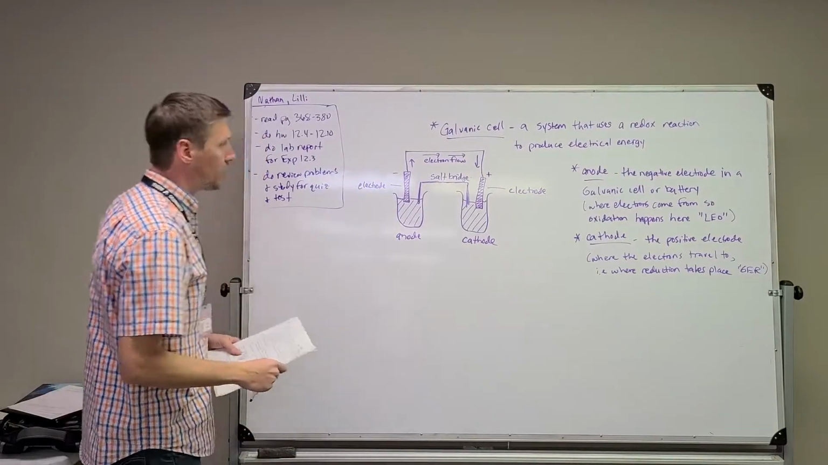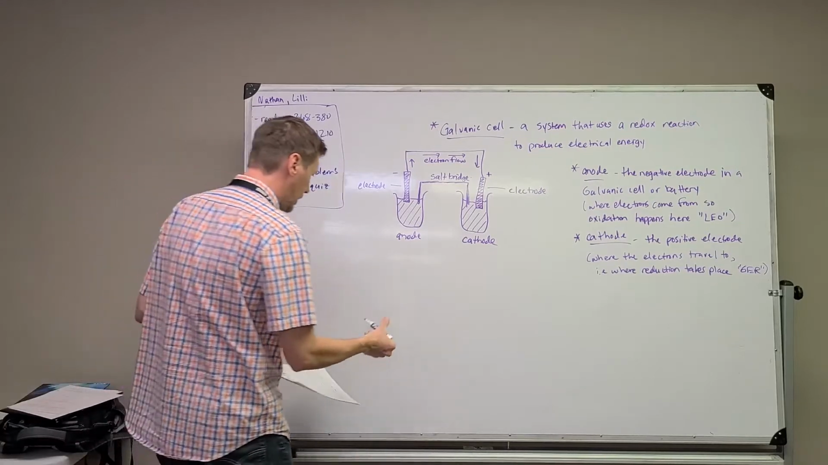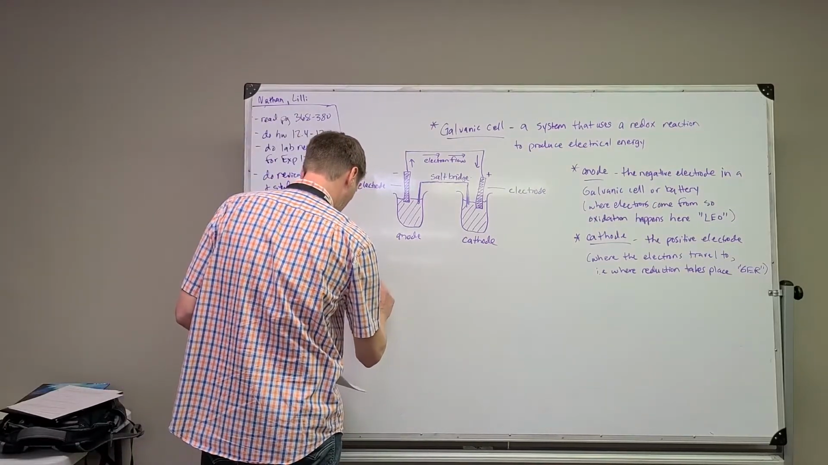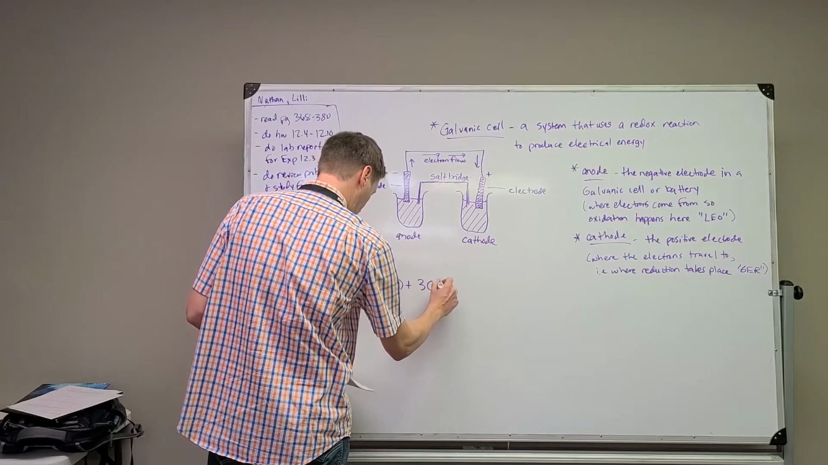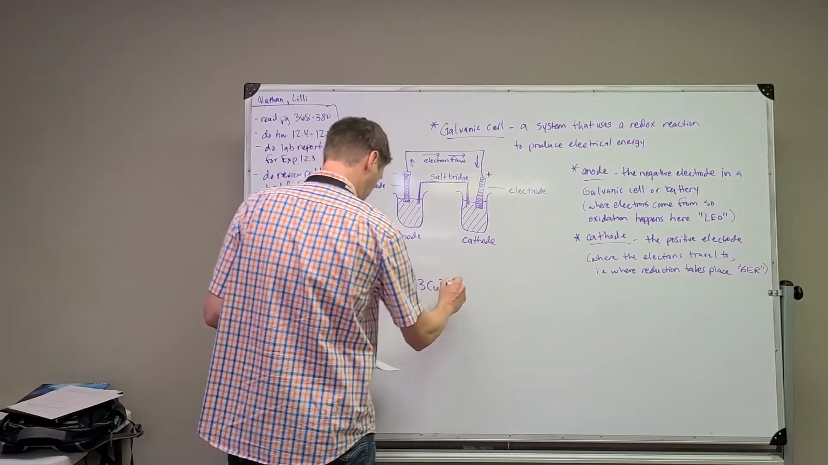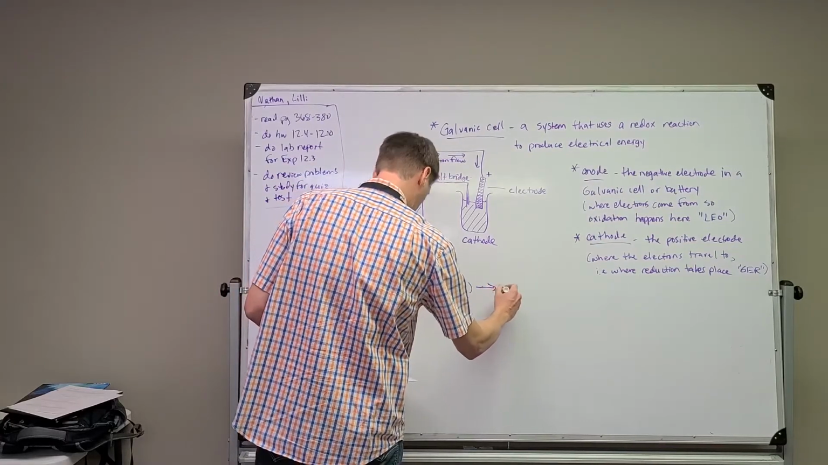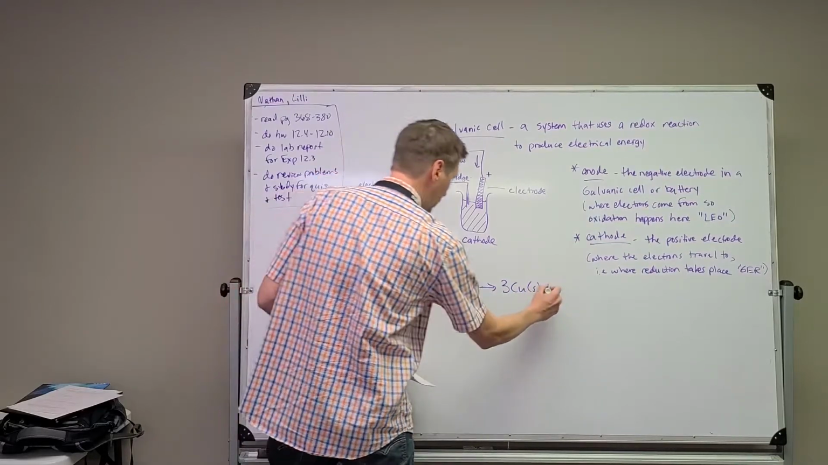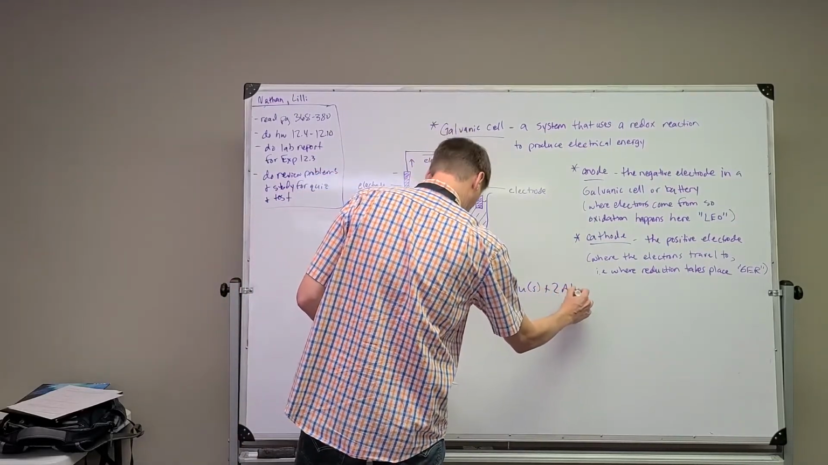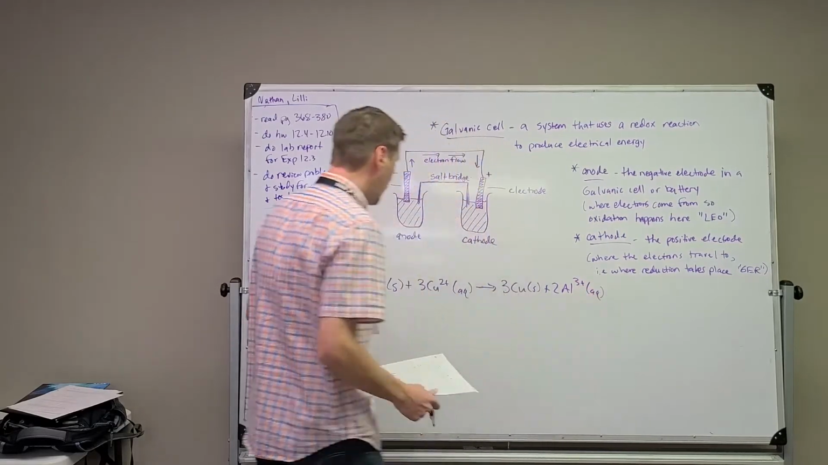Then the other thing you're going to have to give me is you're going to have to tell me, if I give you a reaction, like this reaction here, 2Al solid + 3Cu2+ aqueous → 3Cu solid + 2Al3+ aqueous.